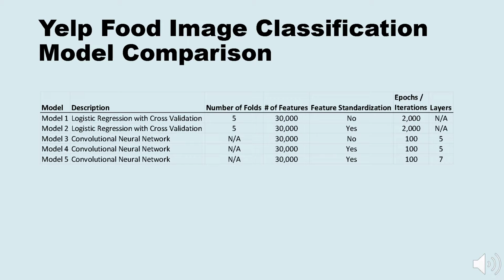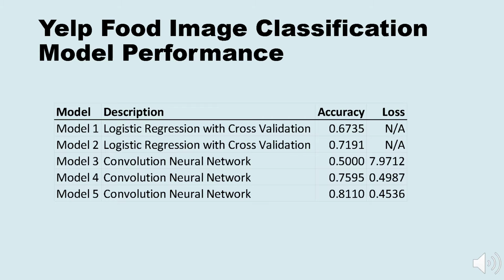5 models were ultimately built: 2 with logistical regression, 1 with standardization, 1 without, and 3 convolutional neural networks, 1 with standardization, 1 without standardization, and 1 with standardization and additional layers. The resulting models were then evaluated based on accuracy score. The 2 logistical regression models, the first one came in at 67%, and the second one came in at 72%, so a slight increase once we added in standardization.